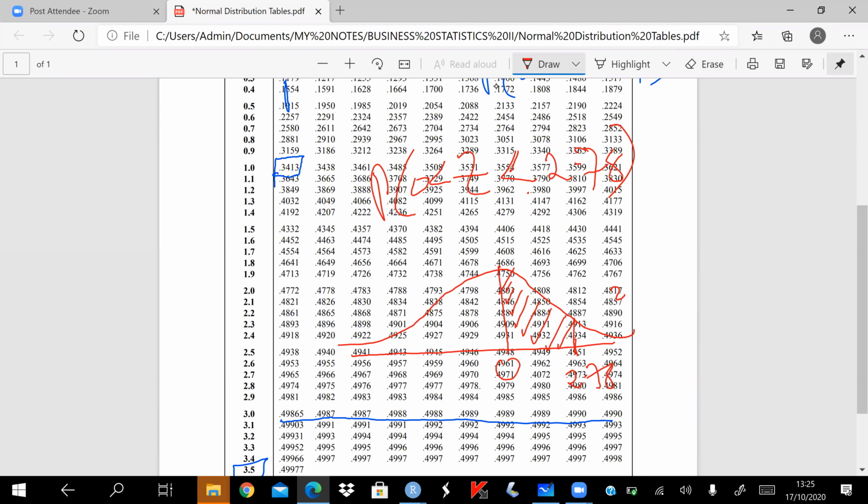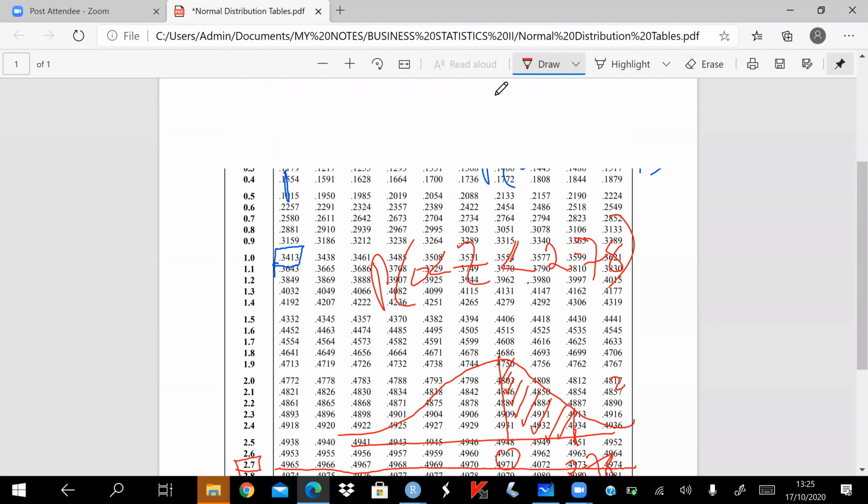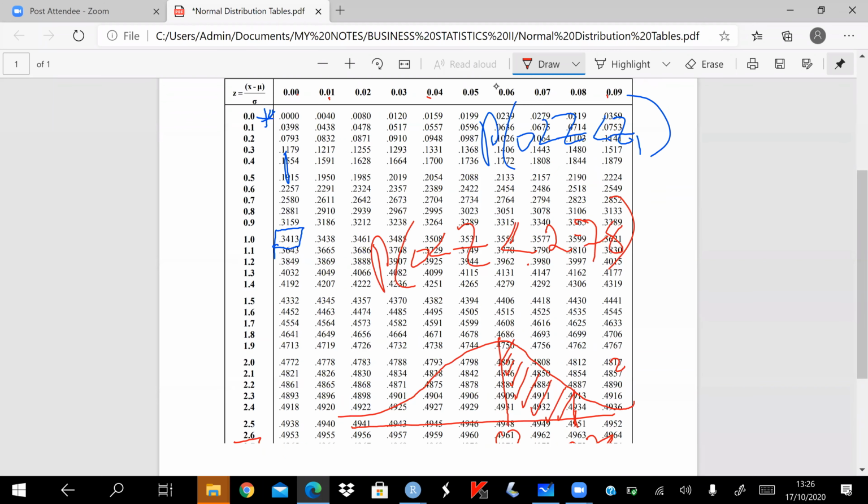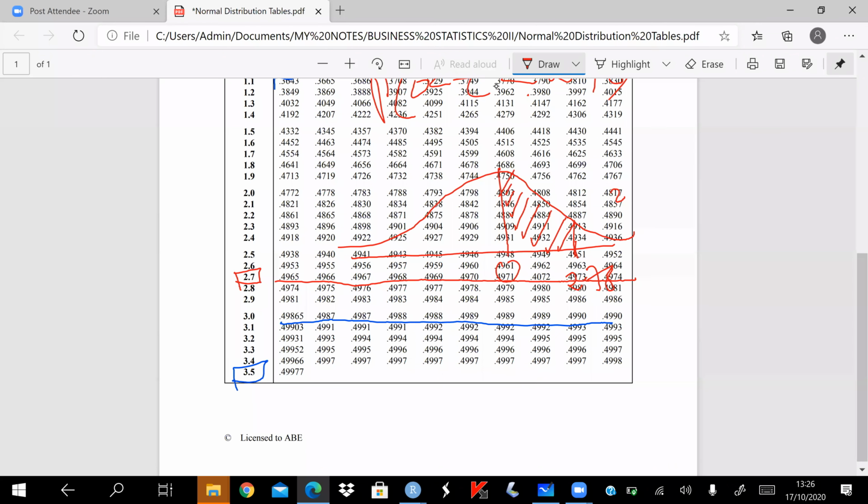So you just come to your tables, look for 2.7. 2.7 is here, and 2.78. Remember, these are the decimals, all the way to 9. So the required value is this probability value, this number here. So the required probability value is this number. So this is 0.4973, and you can do that for any decimal value.